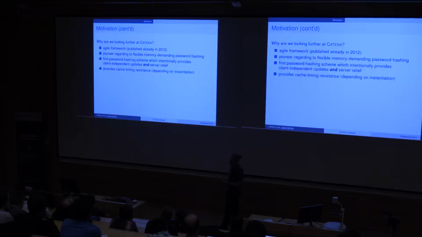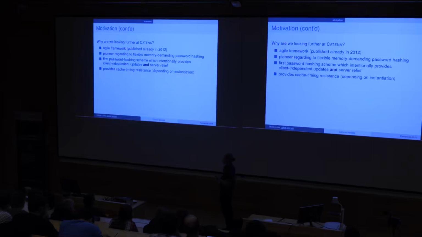We can replace or instantiate our underlying primitives with certain other primitives to protect against certain adversaries. Then it was the first password hashing scheme which implicitly supports client-independent updates and server relief. And it's based on a tax we found on scrypt. It also provided cache timing resistance.